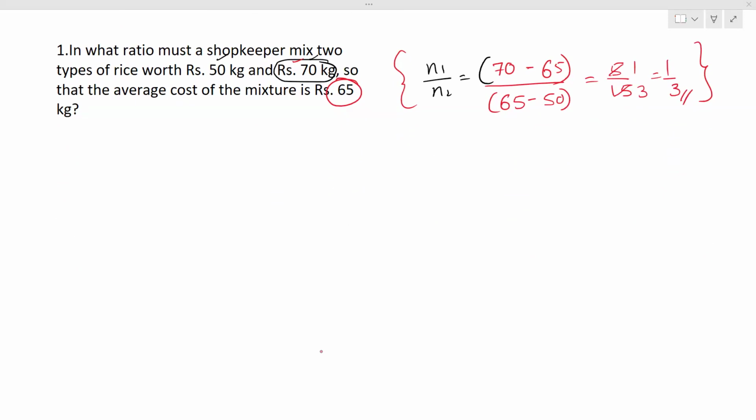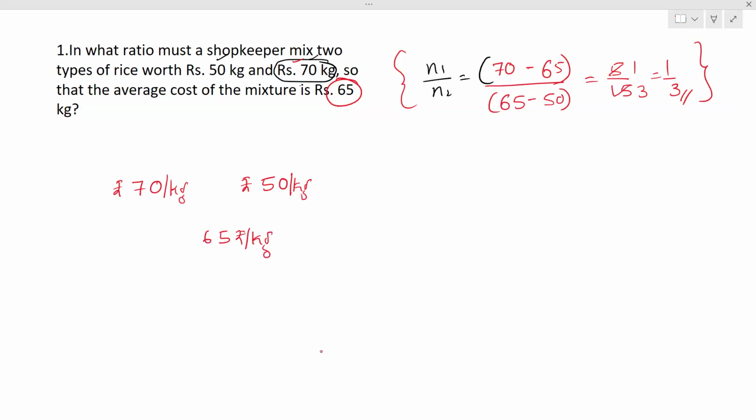I'll write the higher priced one onto this side. Rupees 70 a kg, rupees 50 per kg. This is the per kg price of the rice. Combined mixture, just write it in the center. What is the combined mixture price? 65 rupees per kg.